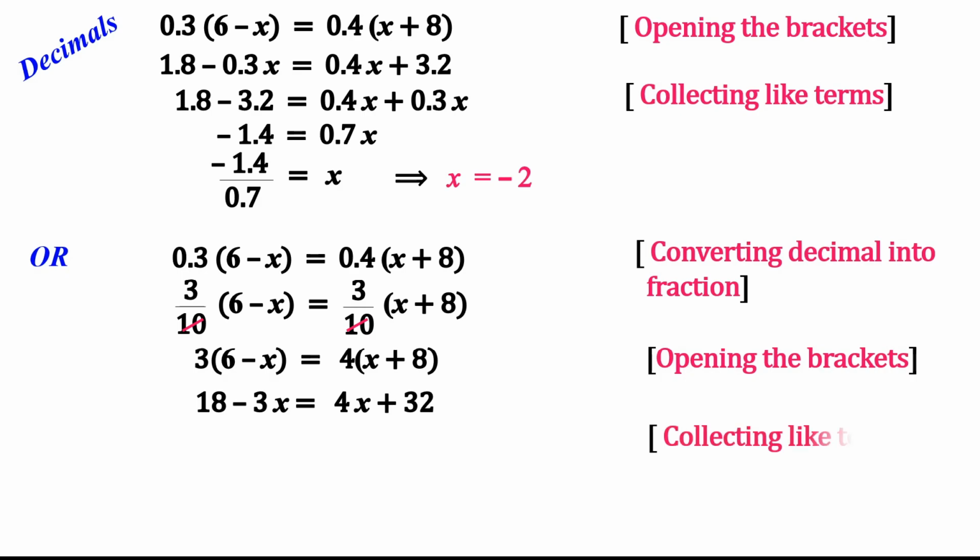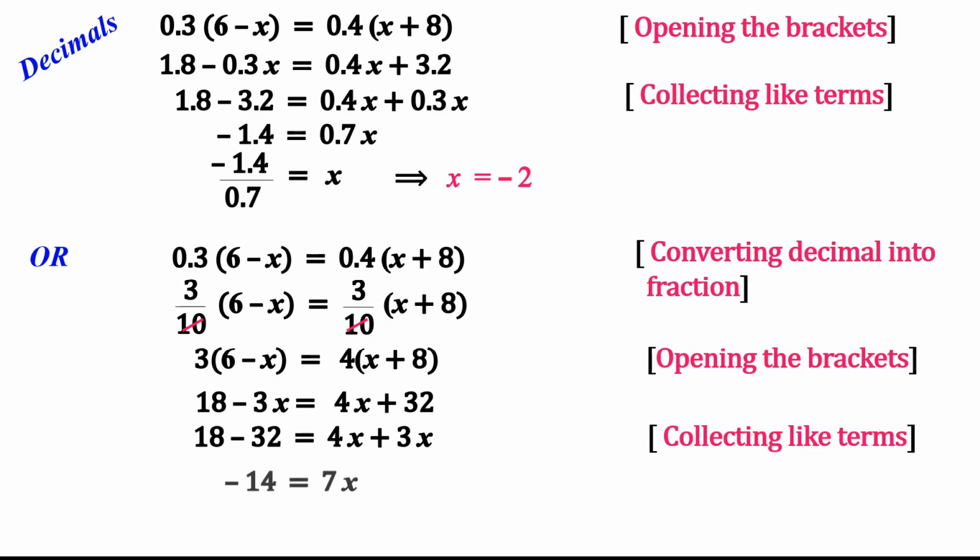Next step will be collecting all the like terms together. So here I have 18. With 18 I have brought plus 32 from one side to the other side, so it becomes minus 32. Similarly, minus 3x, if it goes to the other side, will become plus 3x.